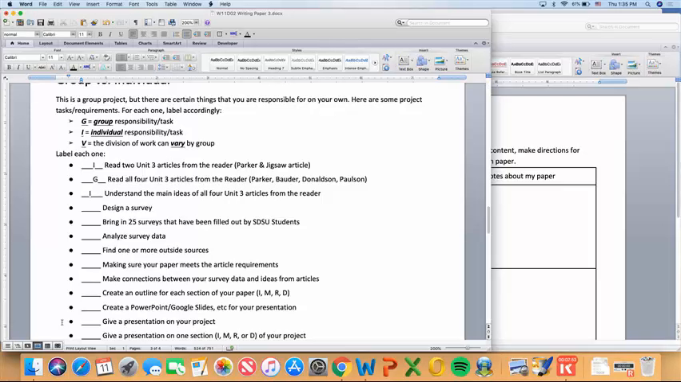How about design a survey? Group, yes. Bring in 25 surveys that have been filled out by SDSU students. Individual. All right. How about analyze that survey data? This is kind of like group, individual, maybe just V. You can decide how you want to do it, but I recommend putting your heads together, because you're going to need the data from everyone. You can't just analyze your own data. You have to analyze your group's data.